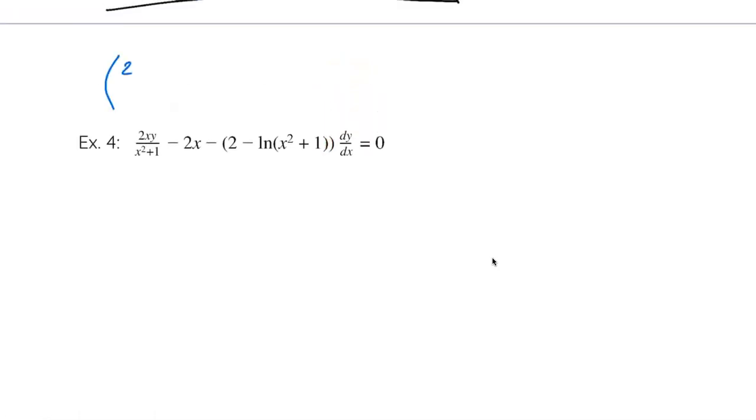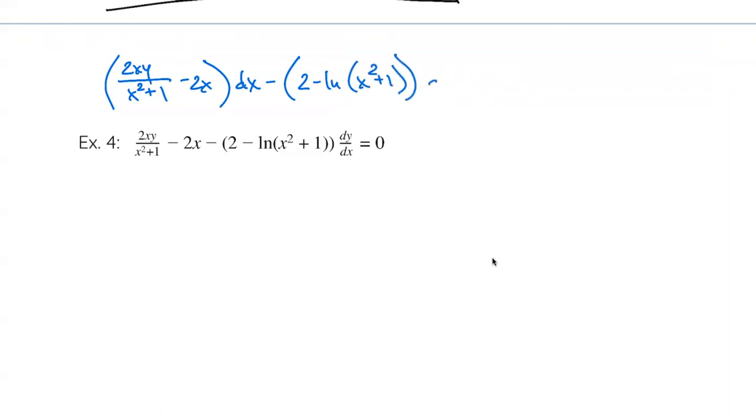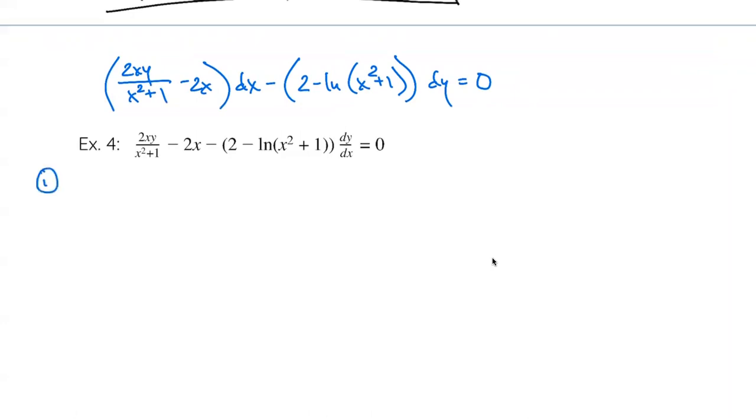So we'll have 2xy over x squared plus 1 minus 2x dx minus 2 minus natural log of x squared plus 1 dy equals 0, and 0 times dx is still 0. I think that makes it a little easier to see that it's something we have to check for exactness.